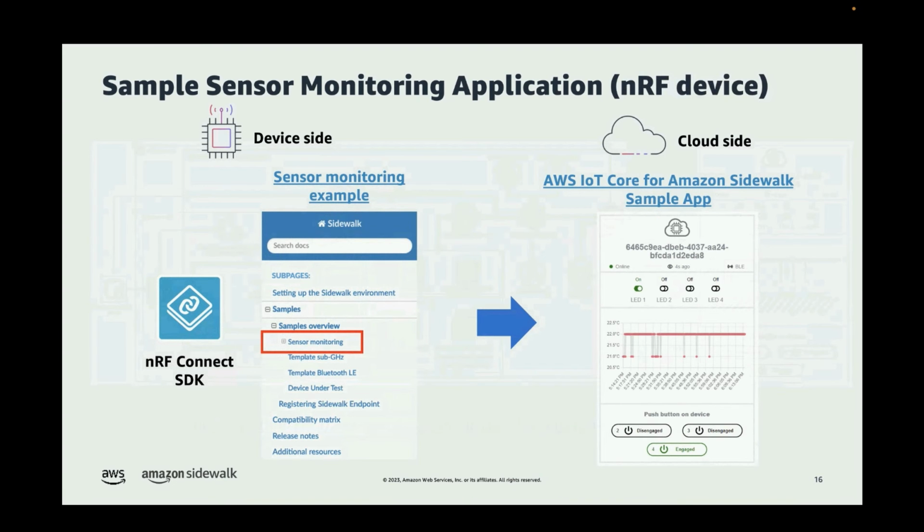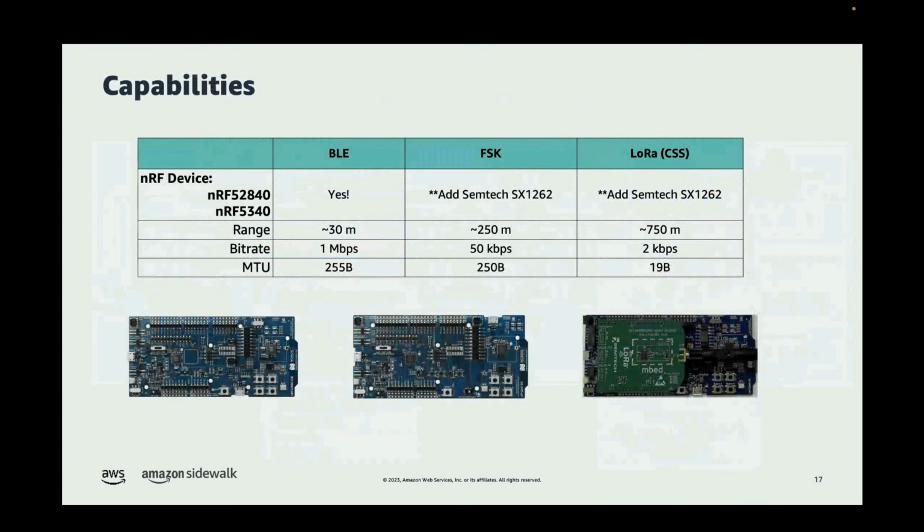Now, from a capabilities perspective, I wanted to talk a little bit about this. And this is one of the really cool things about the Sidewalk stack in general, being able to manage multiple radios from a single stack. BLE out of the box is a requirement for Sidewalk devices. It does have the shortest range, but it has the highest data rate and the highest MTU, the highest payload size that you can send for a given message.